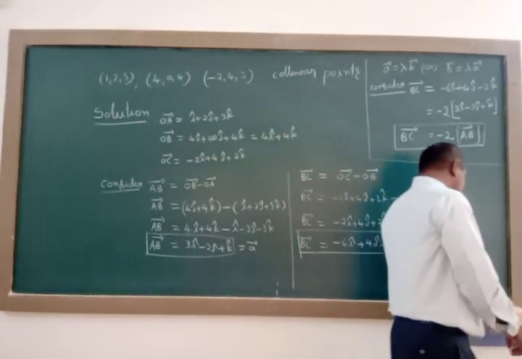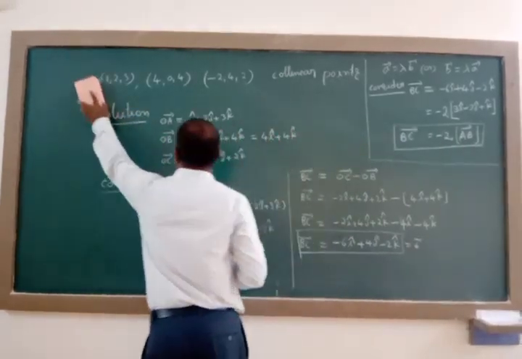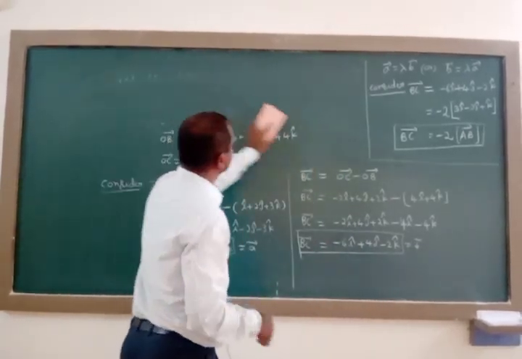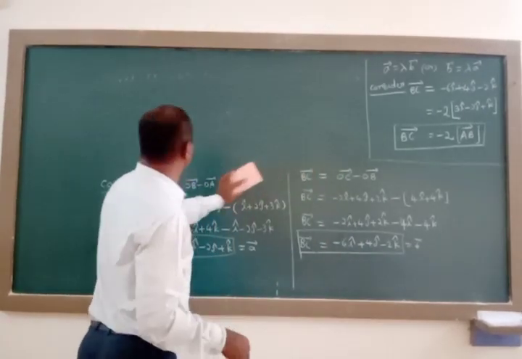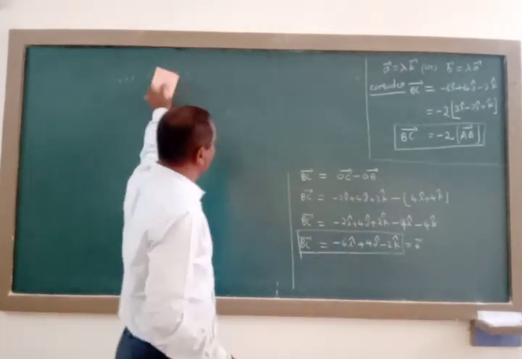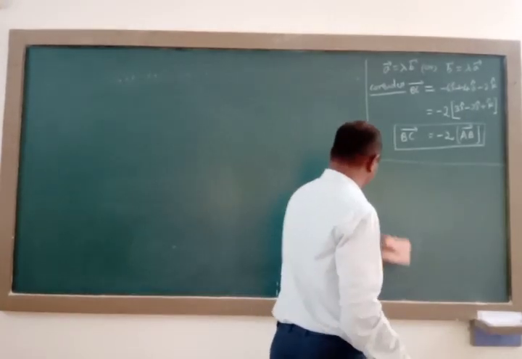Next one is right angle triangle problems. How do we show right angle triangle problems here? Like the collinear points, all these questions are solved by vector methods.